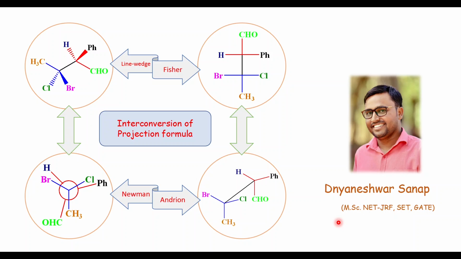In this video lecture, we will discuss the interconversion of different types of projection formula into each other. For example, conversion of dotted line wedge formula into the Fischer projection formula, conversion of Fischer projection formula into the Sawhorse or Andreon formula, conversion of Sawhorse or Andreon formula into the Newman projection formula, and vice versa.